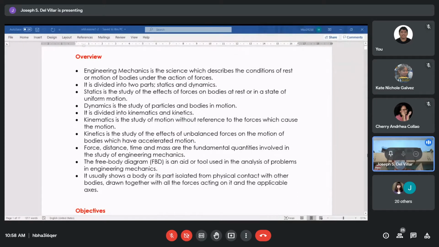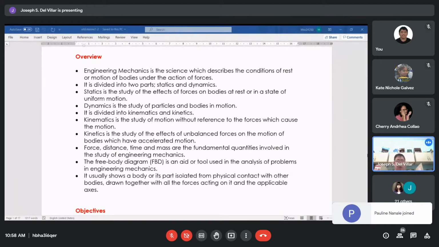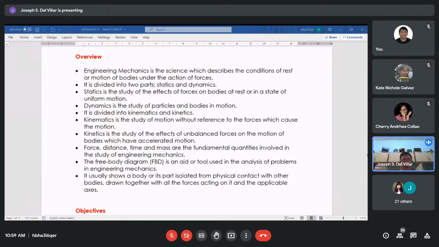Okay, so this is block B of statics of rigid bodies. Our subject is statics of rigid bodies, and this subject is one of the components of engineering mechanics. Engineering mechanics is a science dealing with conditions of rest or motion of bodies under the action of forces. Now, engineering mechanics, as I've said, is divided into parts. We have statics and dynamics.